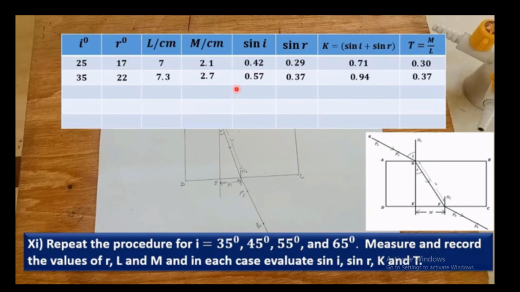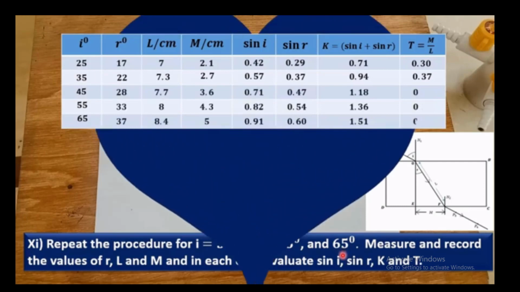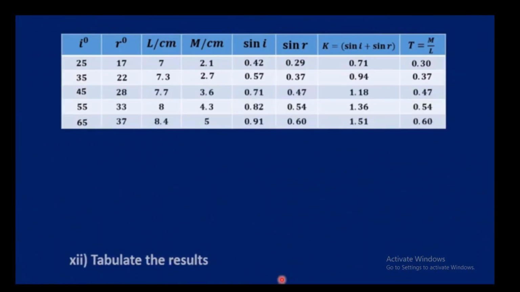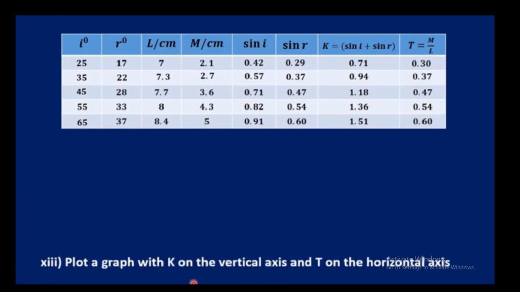Now for angle 45, the value of our R, so we are going to find for 45 as well as 55 and 65. So let's input their values, without wasting much of our time. And after that, we have to tabulate our readings.